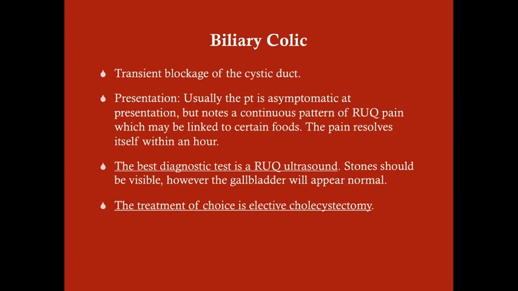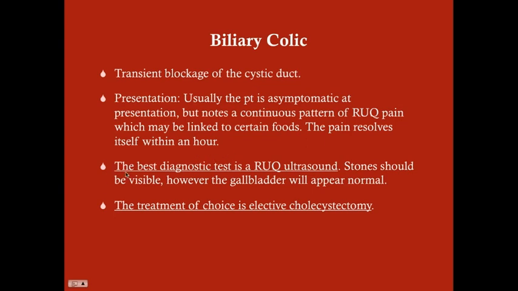So usually the patient is asymptomatic at presentation because they're not having an episode, but they will note to you on history a continuous pattern of right upper quadrant pain, and a lot of times they can link it to certain foods. It doesn't happen when I'm eating an orange or if I'm eating breakfast cereal, oatmeal, but it does happen if I eat breakfast, if it's eggs and pancakes and sausage and bacon. So usually linked to certain foods. The pain resolves itself within an hour, but usually it's a lot less than that.